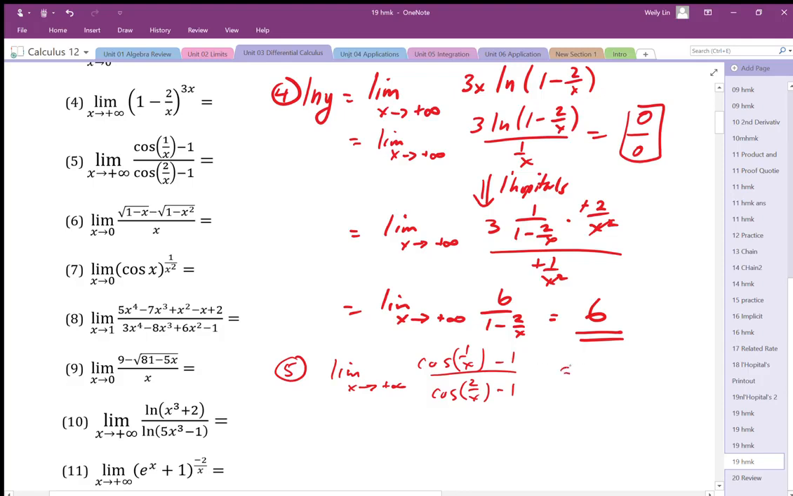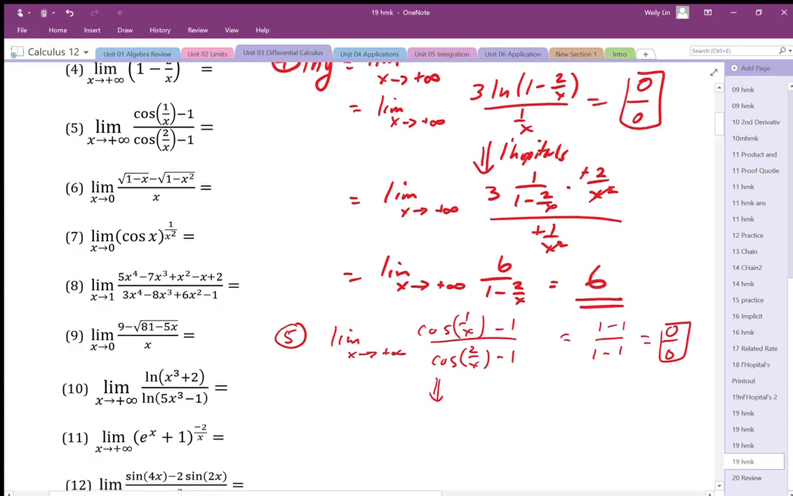Okay, when I plug it in, I'm going to get cos 0 is 1, minus 1, over 1 minus 1 is 0 over 0. Okay, so there's my condition. So I'm going to apply L'Hopital's.